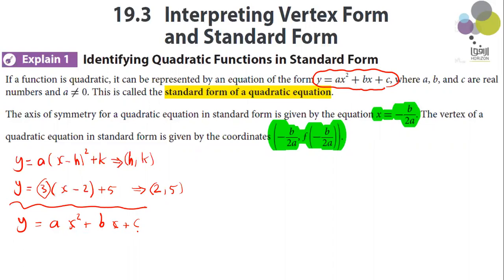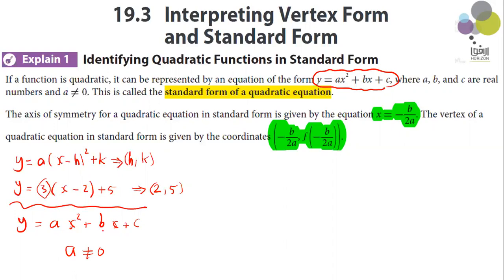The three parameters are real numbers, under one condition: a can't be 0. Because if a is 0, the x squared term will be eliminated. 0 multiplied by x squared is 0, so the x squared term is eliminated and the function will not be a quadratic one.